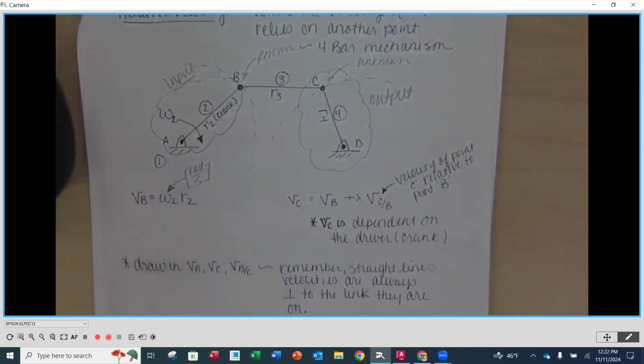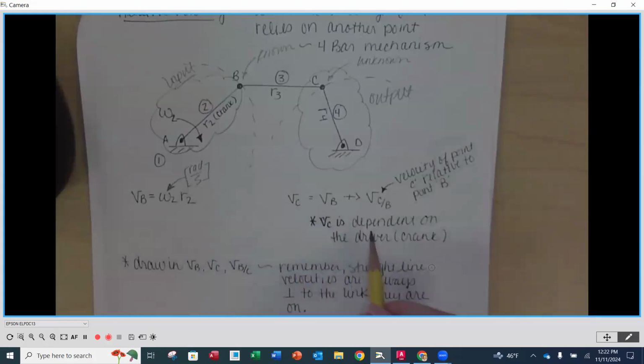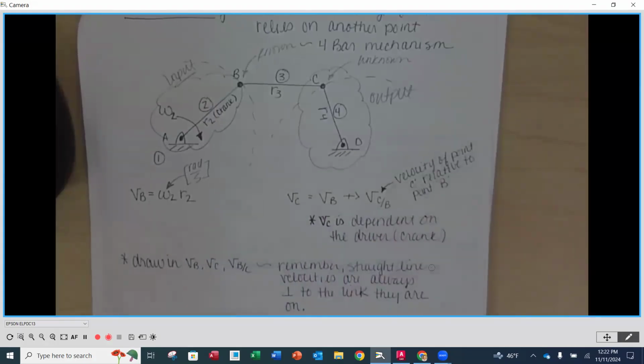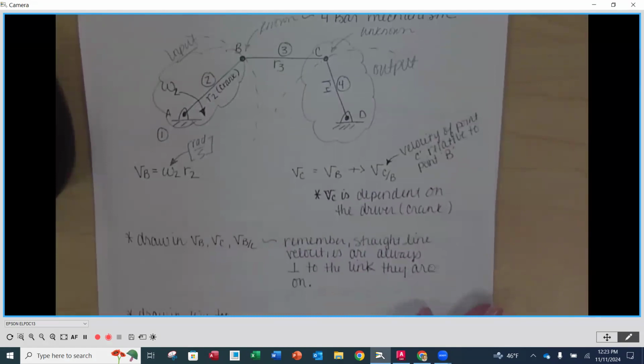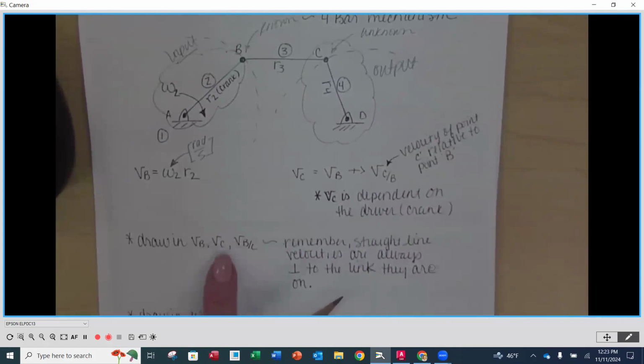The order is important. So if you put B/C, B relative to C, that's incorrect for this vector equation. You have to do unknown to known. So it has to be C in this case relative to B. Okay. Now, directions. Let's draw the directions of velocity B, velocity C, and B relative to C.